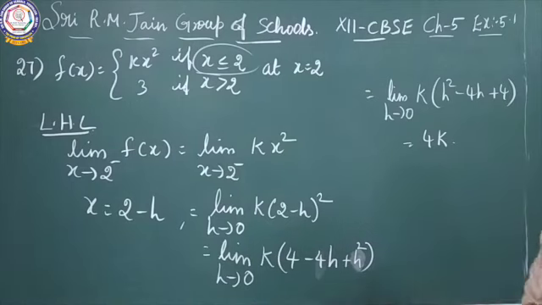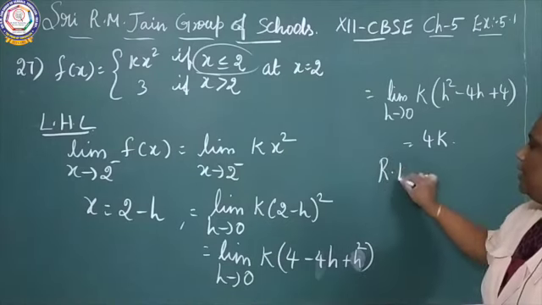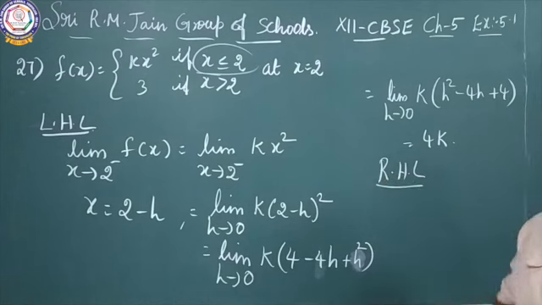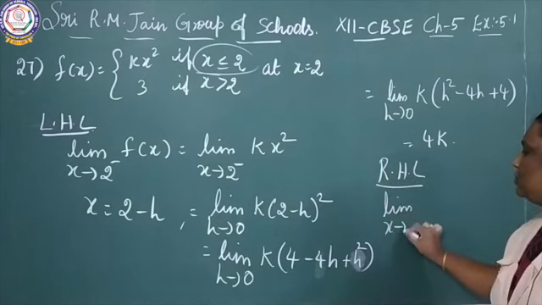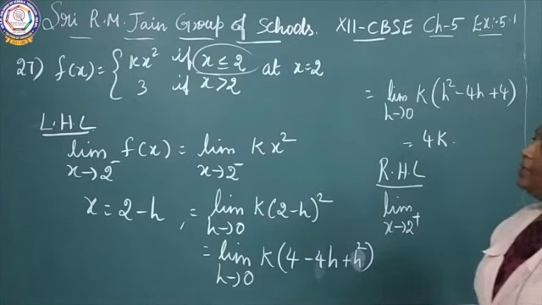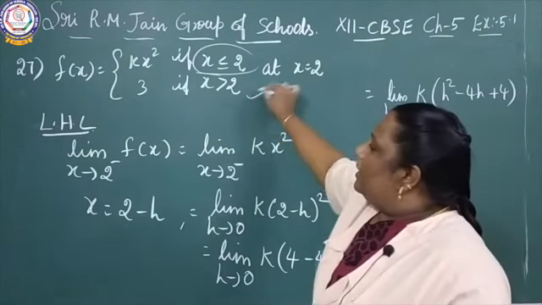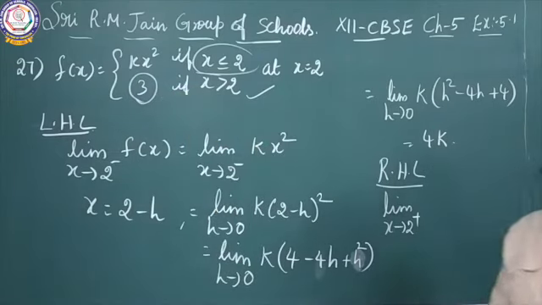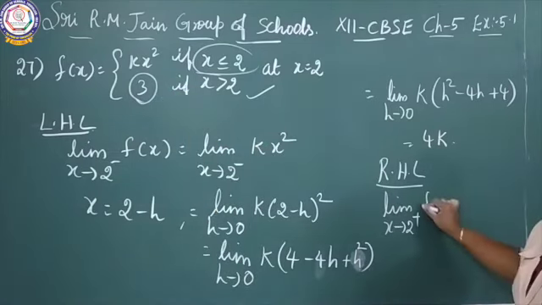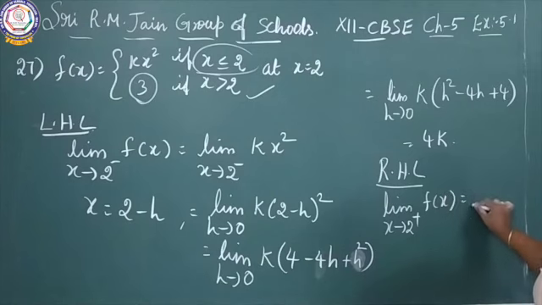Now you move on to the right hand limit. Limit x tends to 2 plus, that is x greater than 2. For x greater than 2, what is the value? 3. f of x equals limit h tends to 0, the value is 3. So you are getting the value 3.